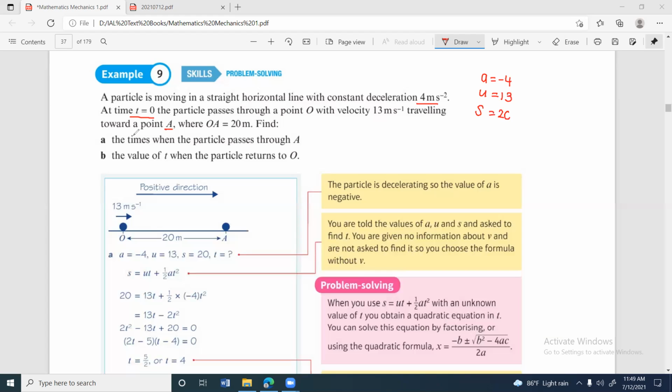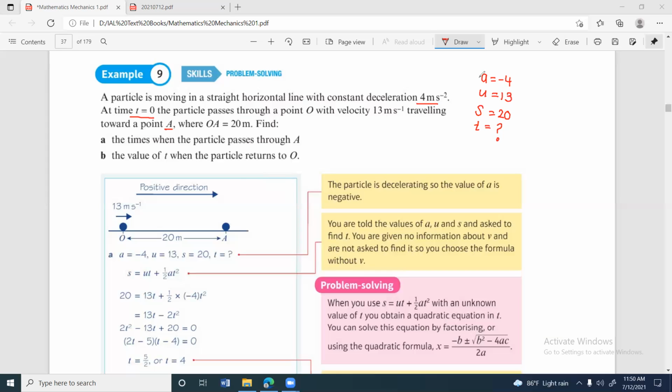This is pretty simple. Find the times when the particle passes through A. Now we have a small issue with that. We need to find the values of the times when it passes through A. Right, now let's work out this question. I will just use this space here.